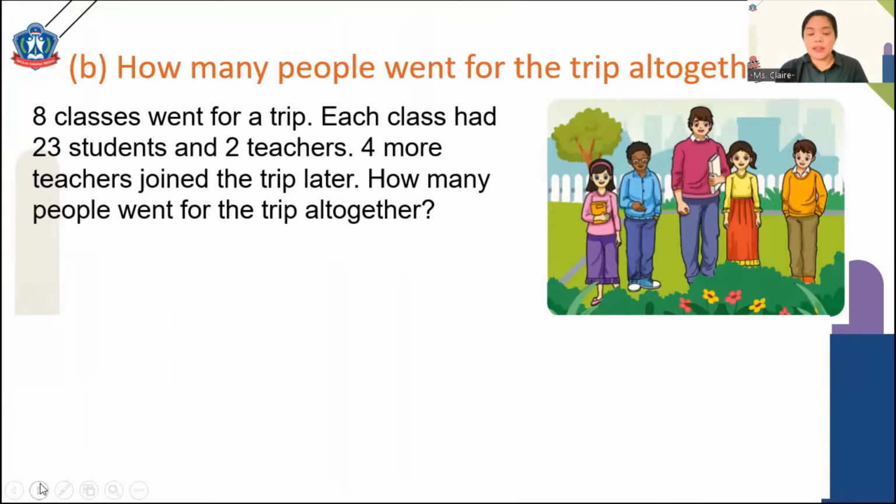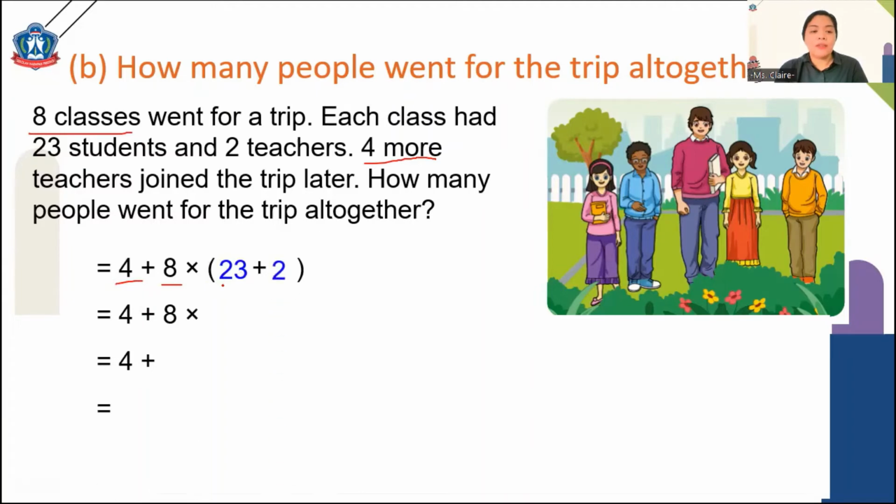Let's make an expression or a number sentence first. So we have 4 plus 8 times blank. What is 4 here? 4 means the 4 teachers that joined later. How about 8? 8 means the 8 classes. Then we multiply it by the numbers inside the brackets or parentheses. These two numbers that we will add together are 23 and 2. 23 represents the number of students in one class, and 2 teachers in each class.